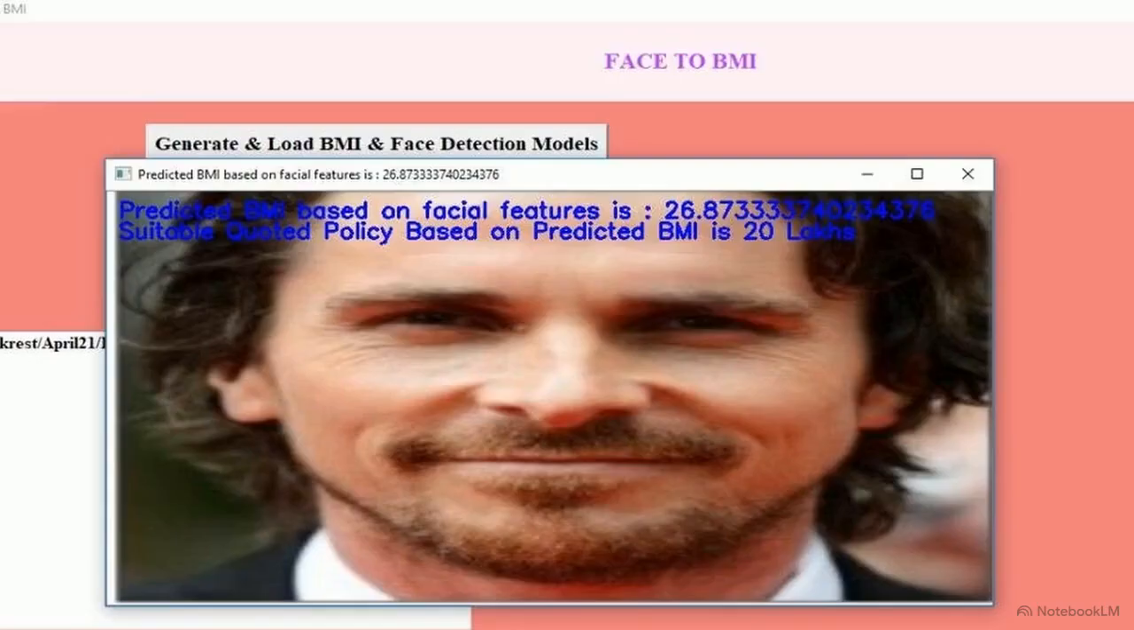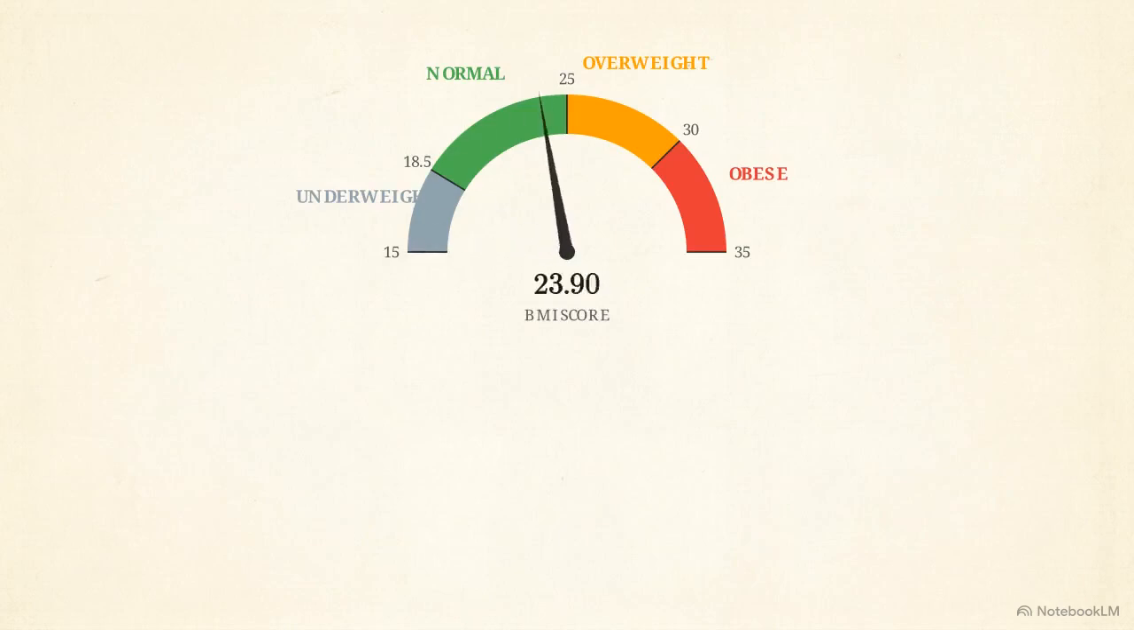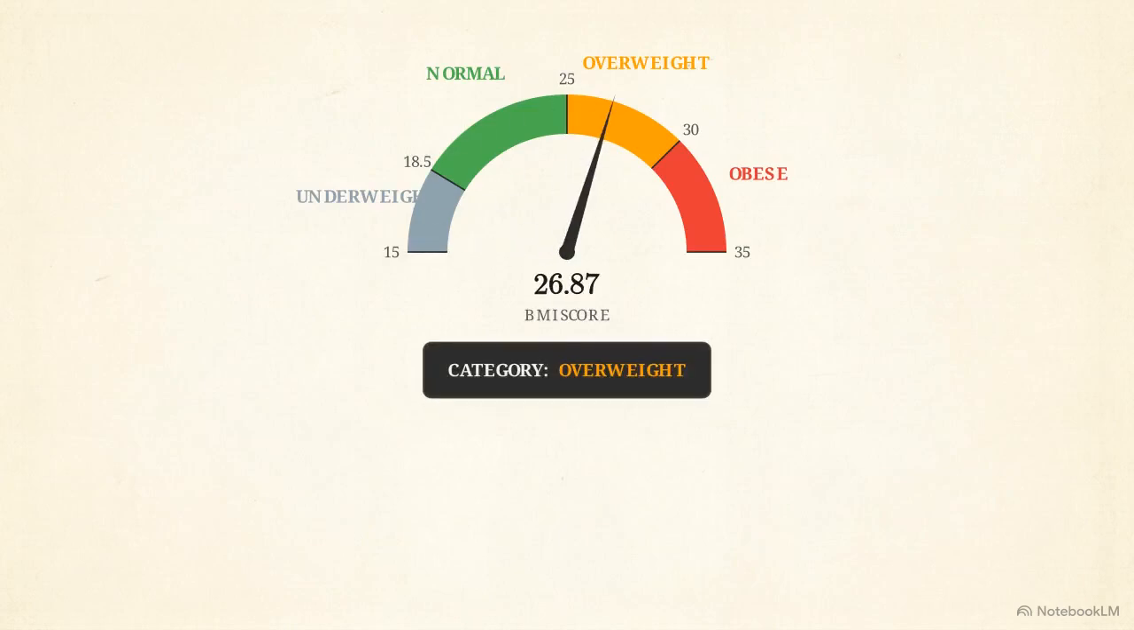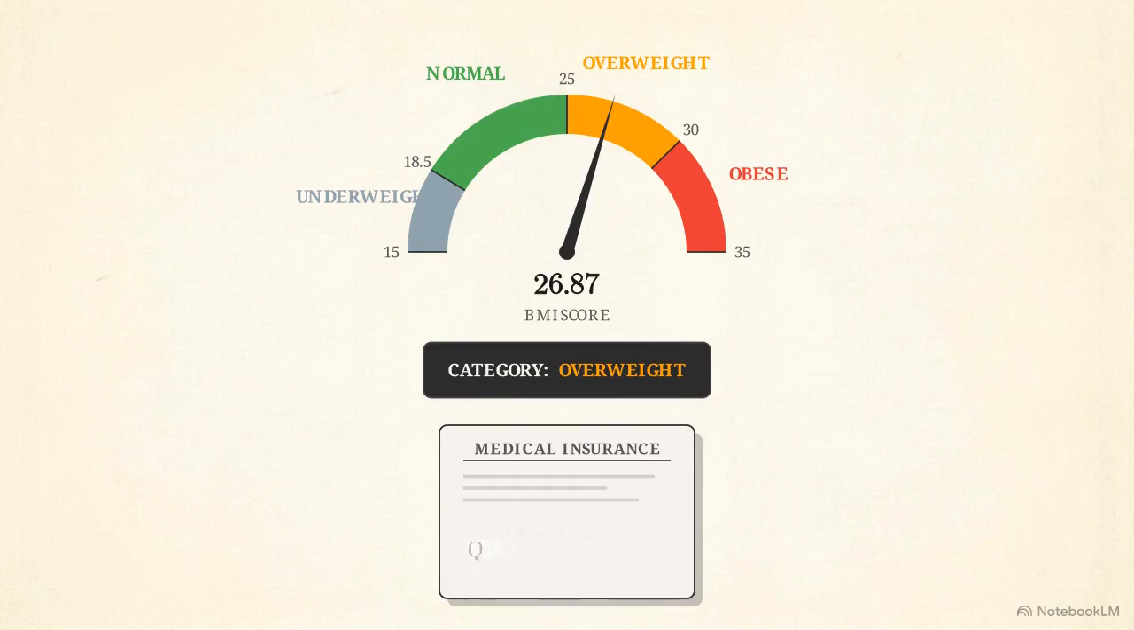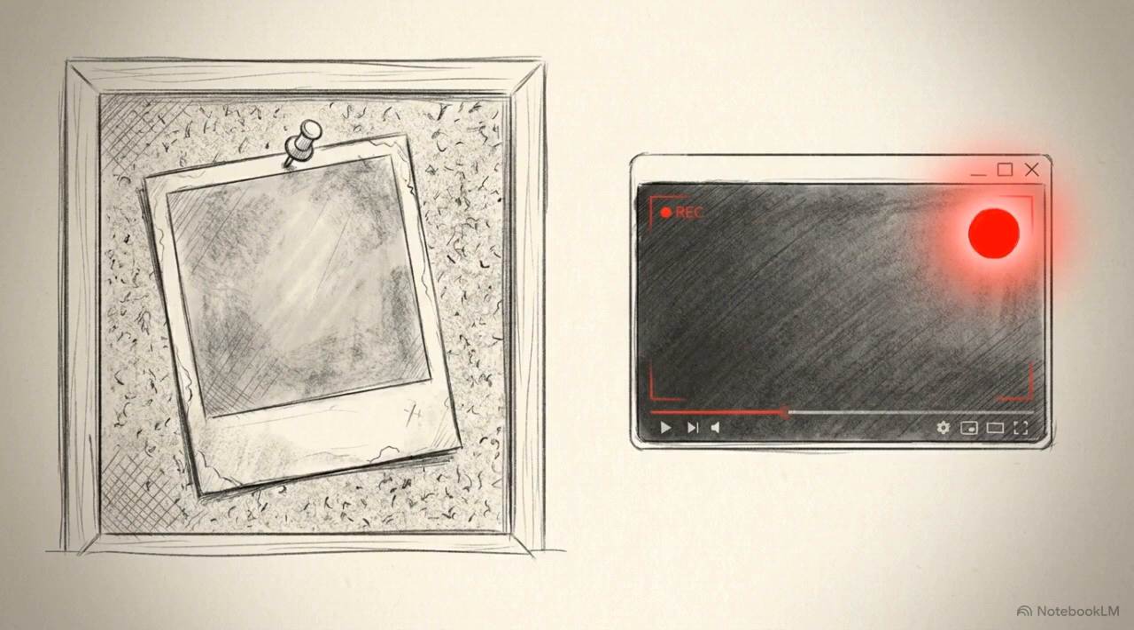The completed output appears instantly. Placed directly over the image, the blue text reveals the system has calculated a predicted BMI of 26.87. Based on medical brackets, this numerical value places the subject in the overweight category. The system then acts on that data. It automatically generates an insurance policy quote of 20 lakhs, dynamically adjusting suggested coverage based entirely on the calculated health risk. But this prototype isn't limited to processing static archival photo uploads.